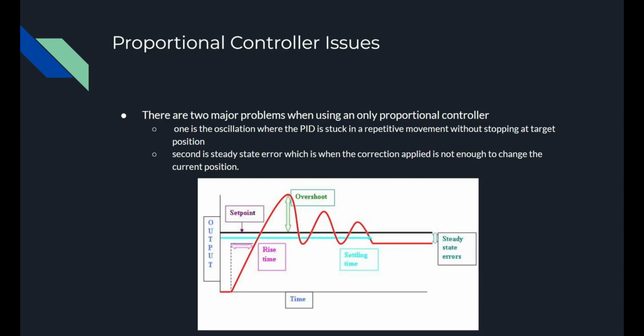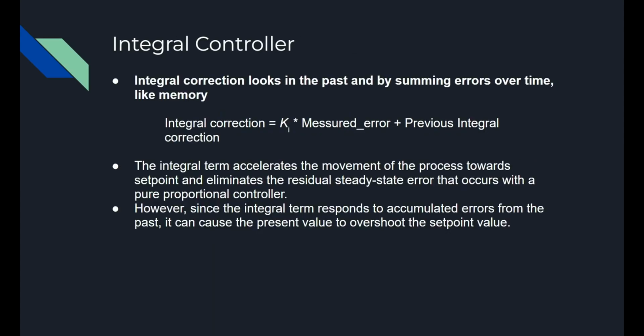Next, we'll move into the integral controller. When steady state error occurs, integral correction applies more and more correction over time to get the target out of steady state error. Integral correction looks in the past and sums errors over time like memory. We can calculate the integral correction by multiplying the integral gain by the measured error plus the previous integral correction.